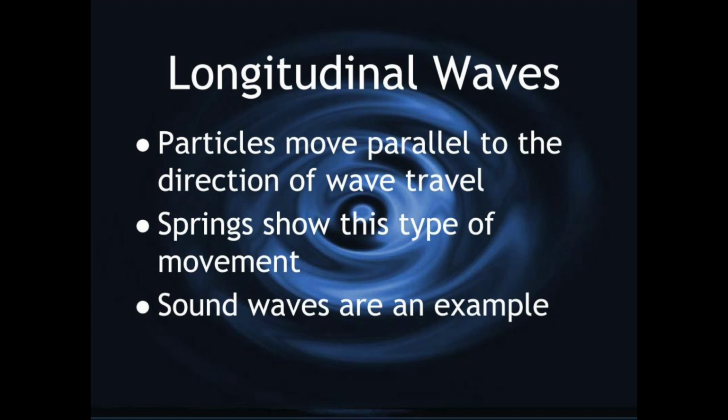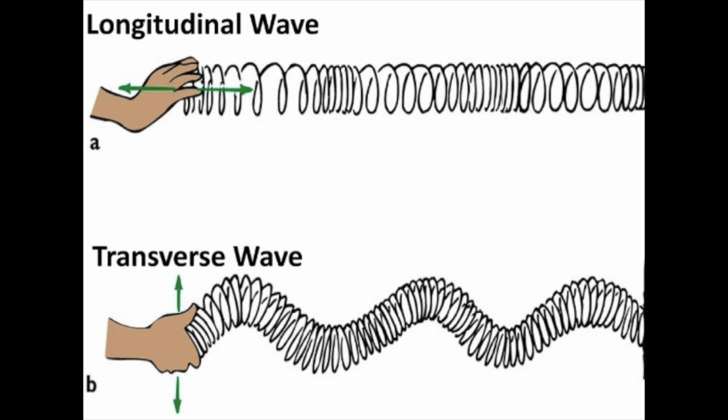Another way waves can move is called a longitudinal wave. This is where the particles in the medium are vibrating parallel to the direction of wave travel. Sound waves are a particular example of longitudinal waves. We can demonstrate the difference between longitudinal and transverse wave motion by using a slinky.